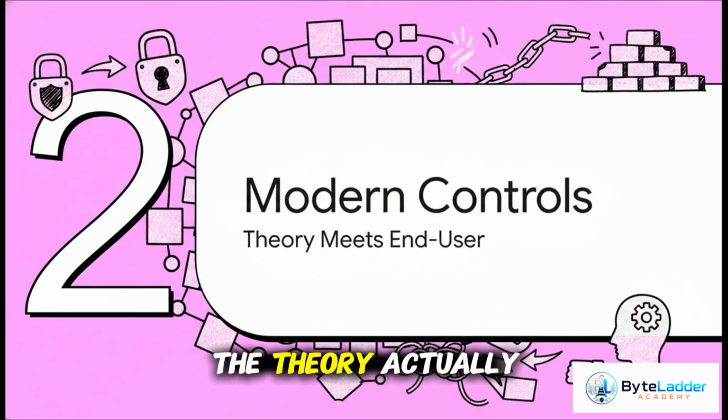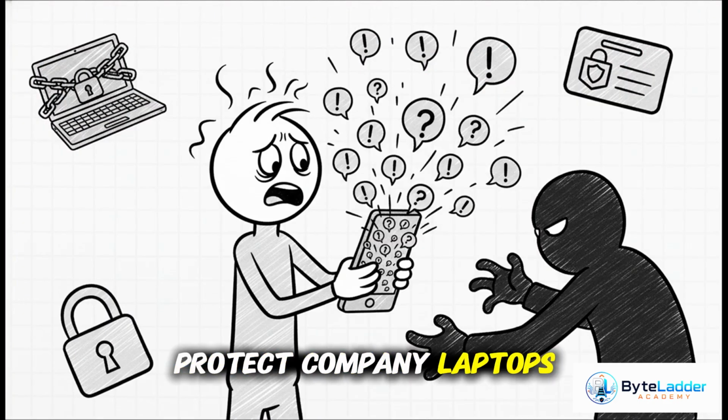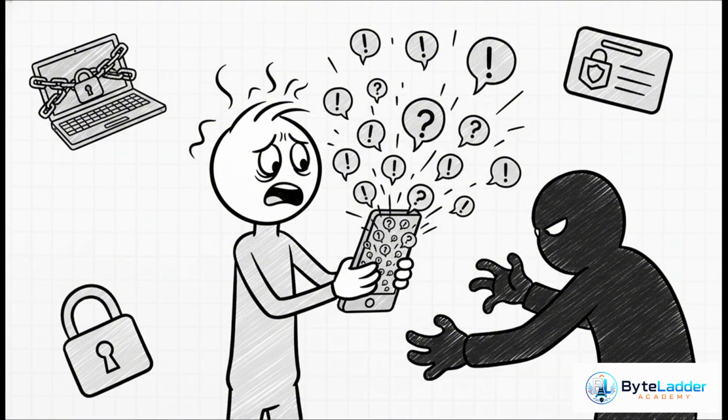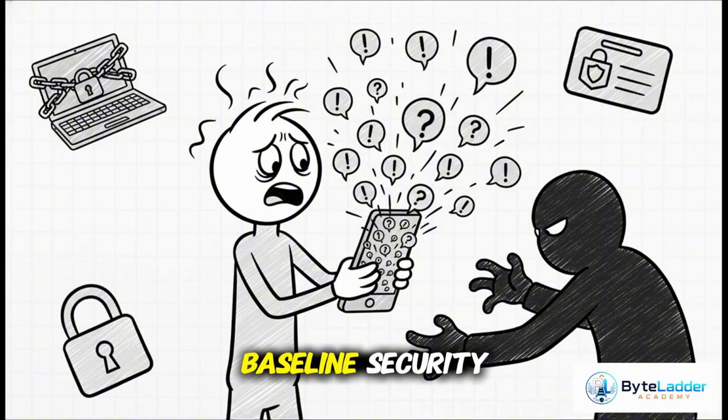This is where the theory actually hits the end user. When we map out our common controls, things like device locks protect company laptops when they're left unattended. Role-based access limits what users can reach, which ties directly back into authorization. We also have multi-factor authentication, or MFA, to protect accounts, and strong passwords to improve our baseline security.